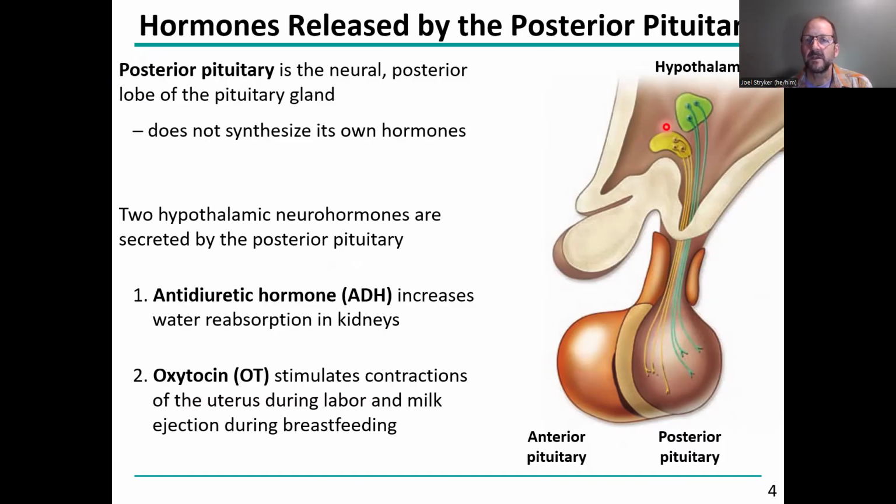It is, but what happens is it's actually neurons that start in the hypothalamus. They send their axons down into the posterior pituitary, and it's here that the posterior pituitary is going to connect with the blood vessels. And so what ends up happening is the hormones are actually made up here in the hypothalamus. They travel down through these neurons and get released out into the blood.